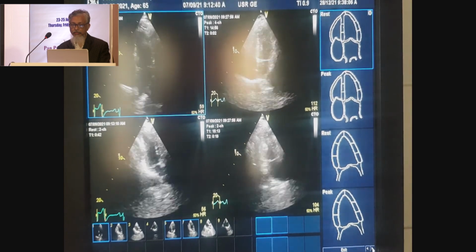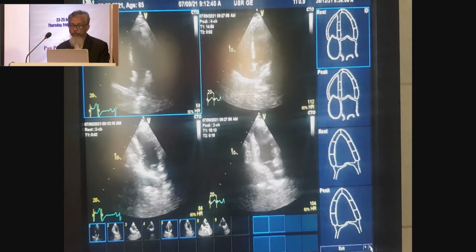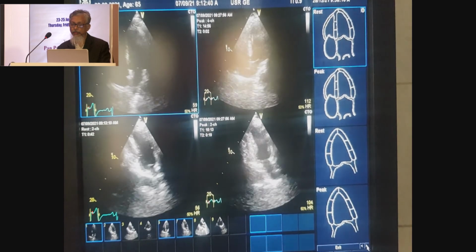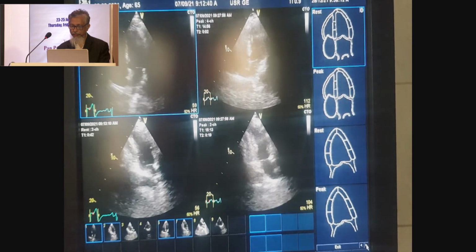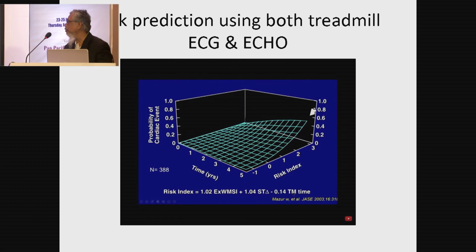Again, the image is not that great, but surely you will be able to find out the motion is normal at the peak exercise. So what we got from this patient, we got the result of the treadmill. The patient had a good functional capacity. He didn't have any ST segment depression during walking on the treadmill. And at the same time, on the echocardiography, we found normal wall motion.